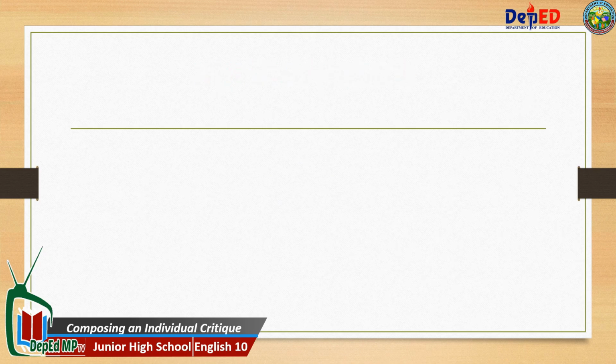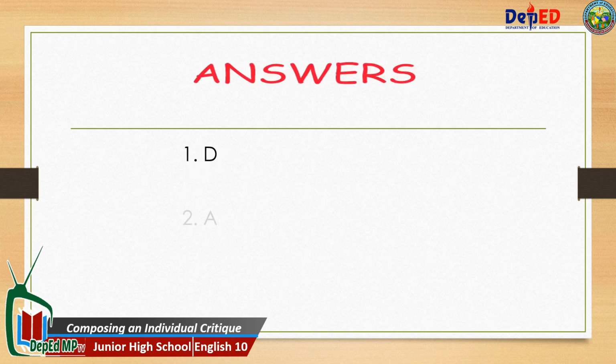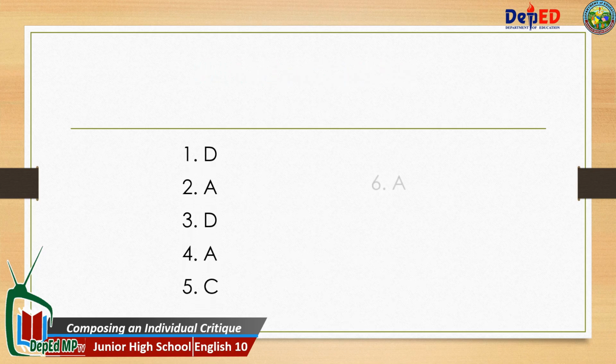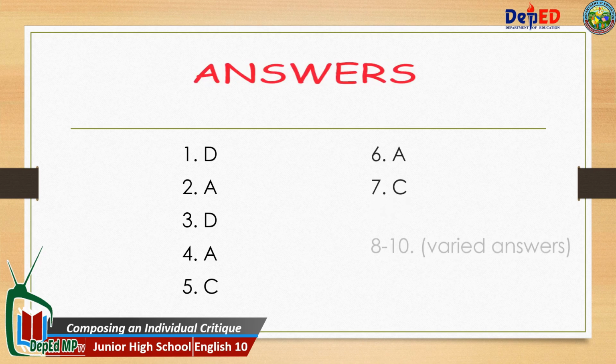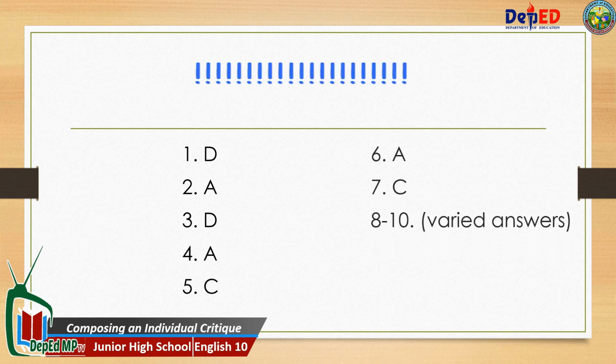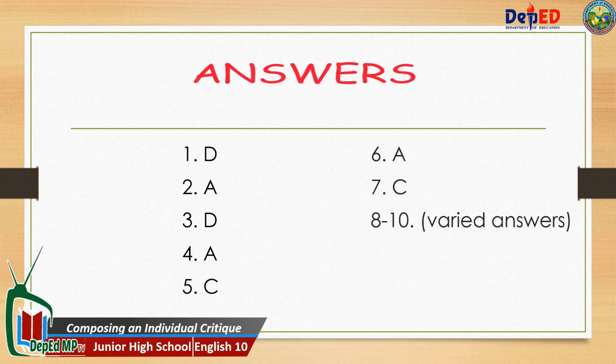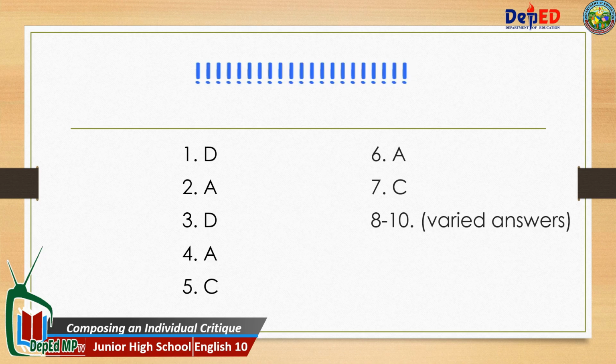Here are the answers. Check your work, then write your score. Number 1, D. Number 2, A. Number 3, D. Number 4, A. Number 5, C. Number 6, A. Number 7, C. And for numbers 8 to 10, the answers vary, so I will be the one to check that. However, make sure that you provided 3 sentences.